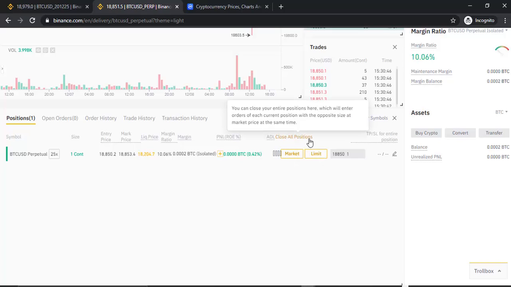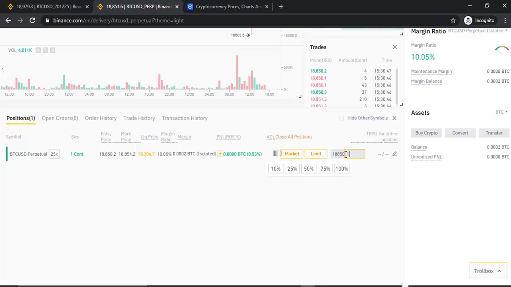If you want to close all the positions, that is if you have multiple positions open, if you click close all, it will close all the positions. If you want to use market price to close this position, you click on market price to automatically close. If you want to use the limit order, you can also use the limit order and put the price here, then it will be closed. And then it will ask you how many percent of your position you want to close. Do you want to close 10% of it, 25%, 50%, 75 or 100% of it?